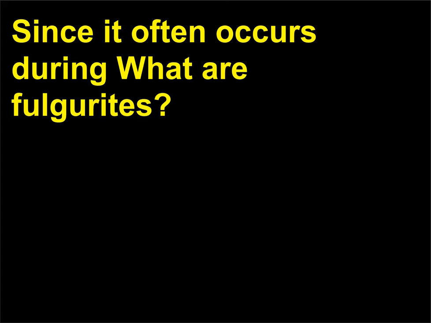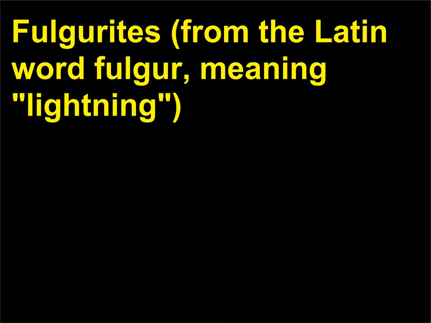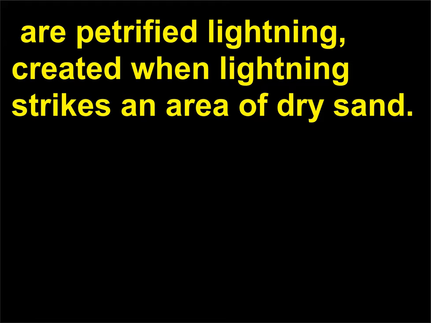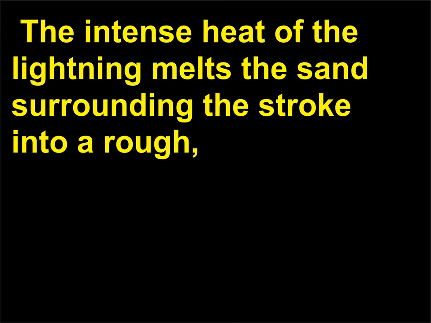What are fulgurites? Fulgurites, from the Latin word fulgur, meaning lightning, are petrified lightning, created when lightning strikes an area of dry sand. The intense heat of the lightning melts the sand surrounding the stroke into a rough, glassy tube forming a fused record of its path.